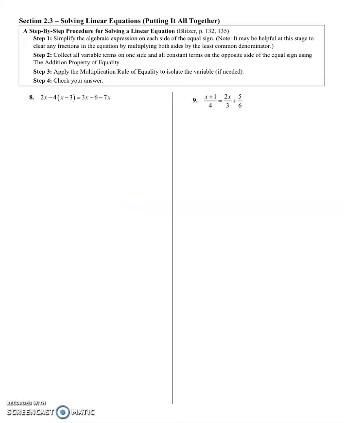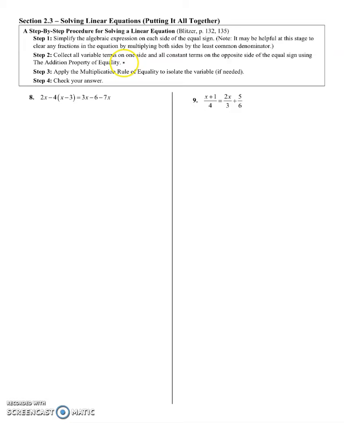Okay, this is section 2.3. Let's put it all together. So, step-by-step procedure for solving a linear equation. The first thing is simplify the algebraic expression on each side of the equal sign. And it says, note, it may be helpful at this stage to clear any fractions in the equation by multiplying both sides by the least common denominator. And I'll show you how that works on number 9.